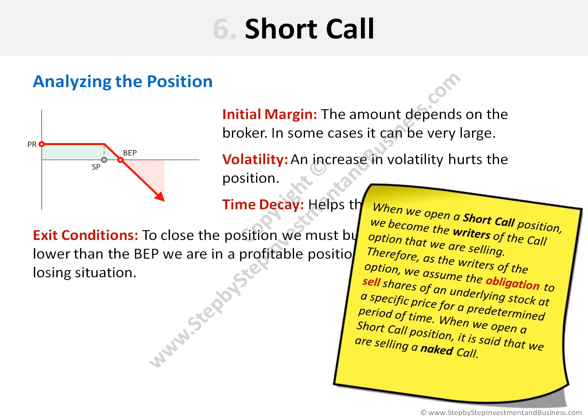When we open a short call position, we become the writers of the call option that we are selling. Therefore, as the writers of the option, we assume the obligation to sell shares of an underlying stock at a specific price for a predetermined period of time. When we open a short call position, it is said that we are selling a naked call.